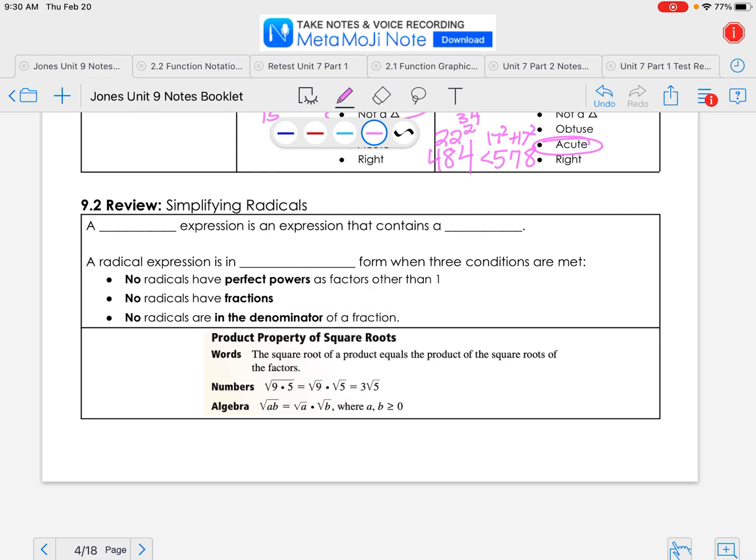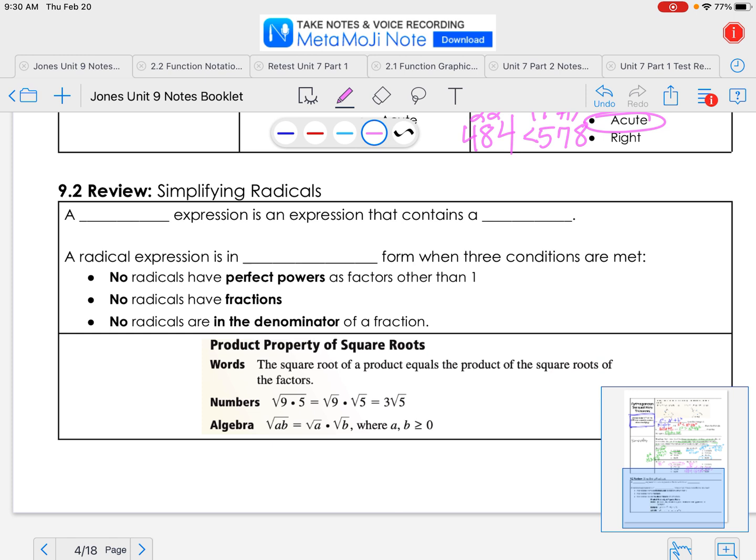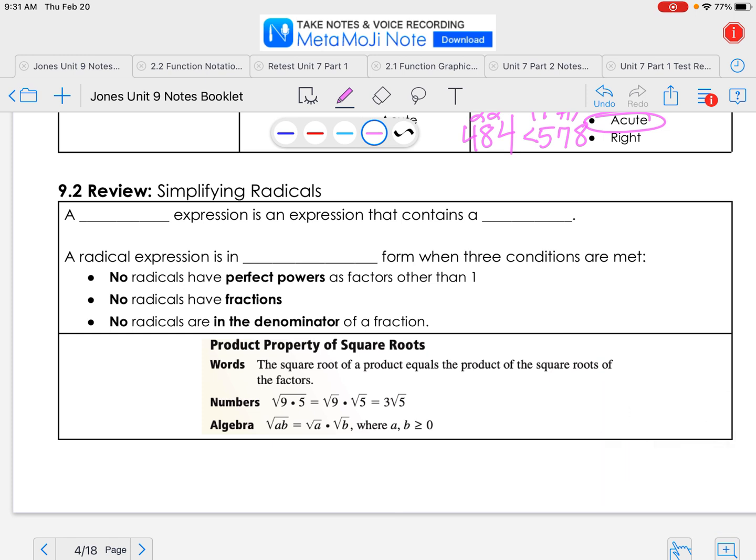Review simplifying radicals. You should have learned this last year in algebra, but we need to review it so that you can use it in the next couple of topics you're doing. So a radical expression is an expression that contains a radical. Makes sense, right? So what is a radical?